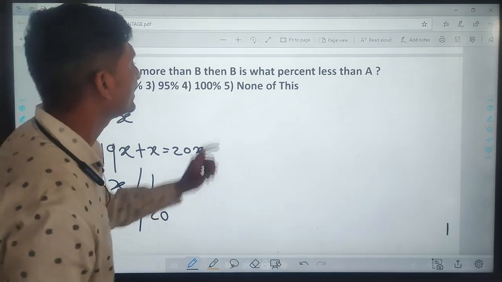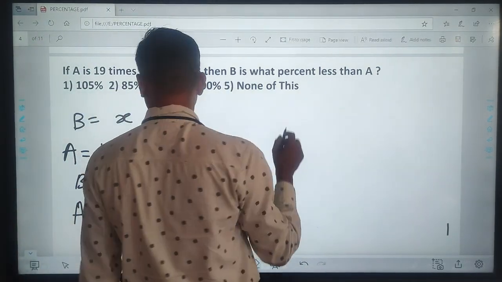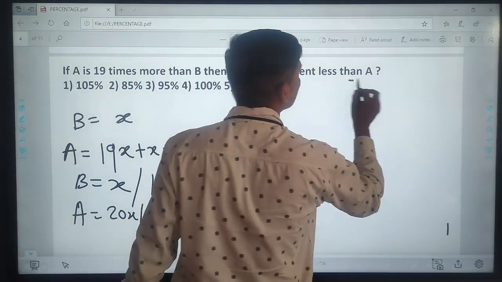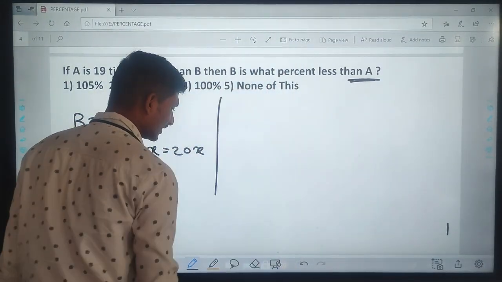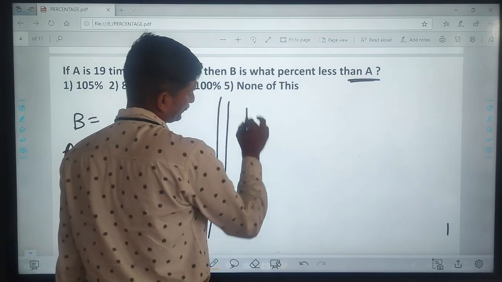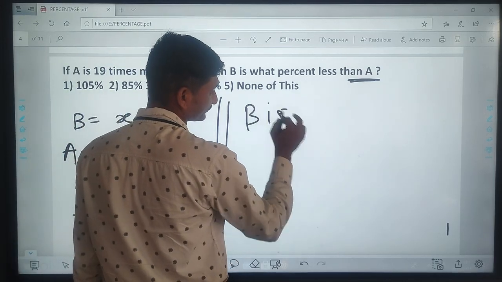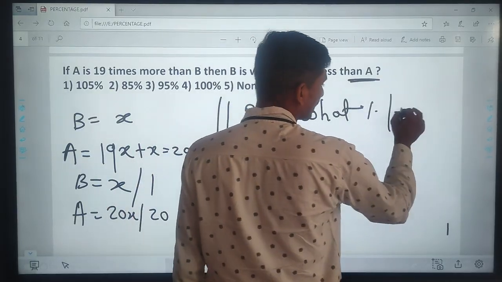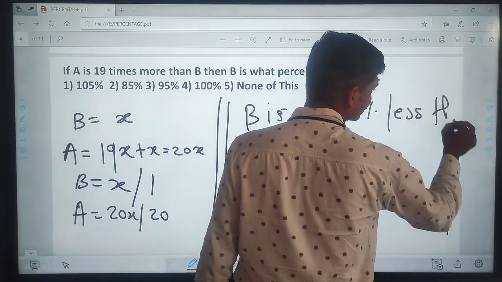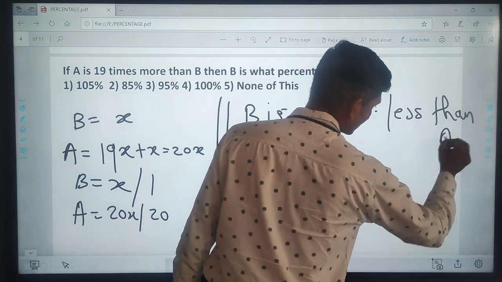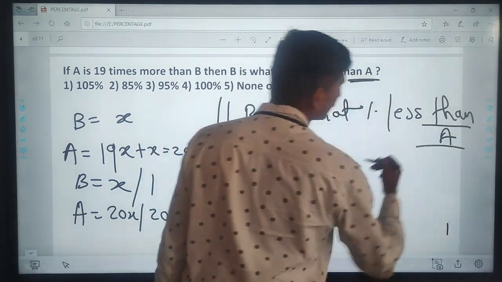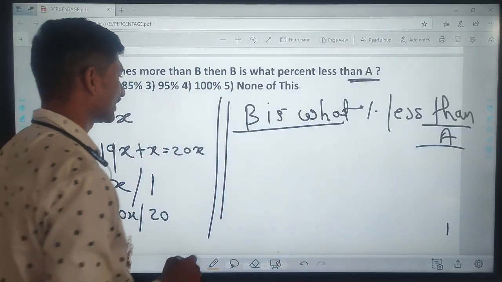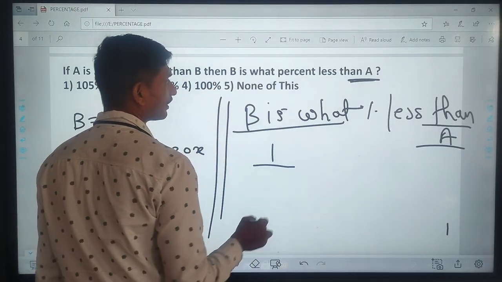And A is 20x or 20. Now B is what percent less than A? Then we find B is what percent less than A. Now A becomes the denominator, B becomes the numerator. Here B is 1.